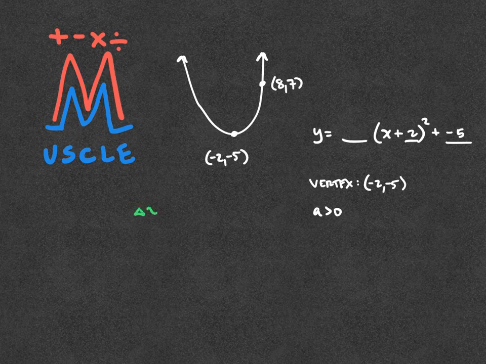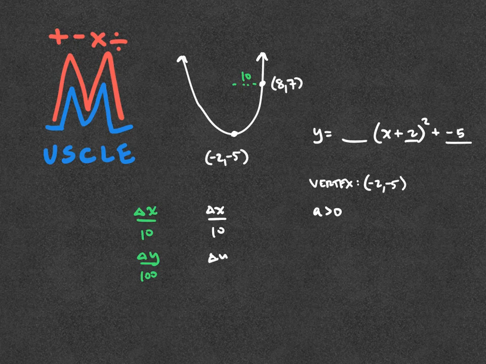Looking at the parent function pattern of change, it looks like I do a change in x from -2 to 8, which is a change of 10, which tells me that my pattern of change for y should be 100. I should square 10, get 100. Actual pattern of change for x, no difference, it'll be 10, but my change in y here looks to be from -5 to 7, which is 12 units. So what I've done, as I showed earlier, is take 100 times a and get 12.